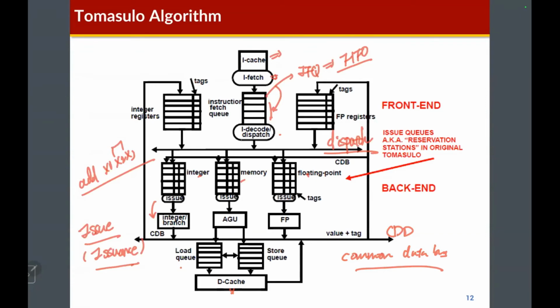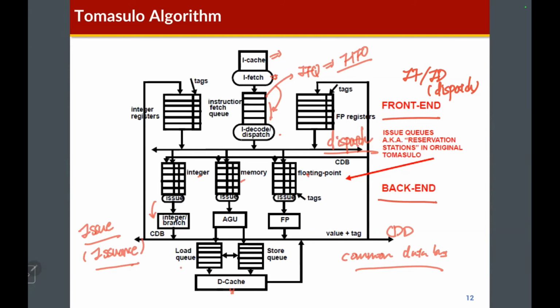Let's start. It's a little bit complex, but I'll try to explain. Actually, the Tomasulo algorithm, we can say that this is the front end. The front end includes instruction fetch, instruction decoding, and dispatch.